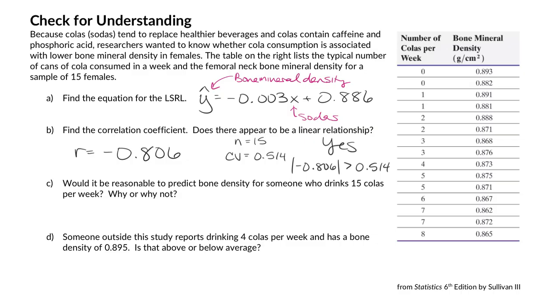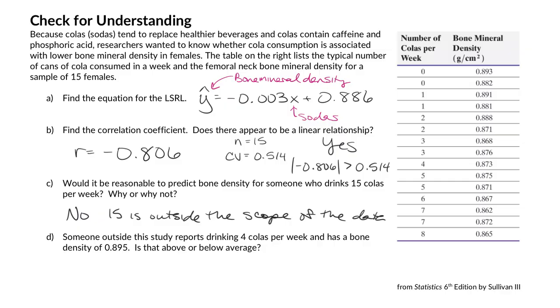Last but not least, let's talk about C and D. Would it be reasonable to predict the bone density for someone who drinks 15 colas per week? No. Why not? Correct. 15 is outside the scope of the data. It wouldn't be a reasonable prediction.